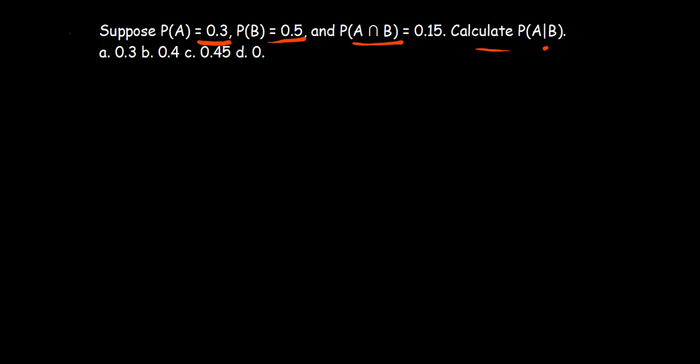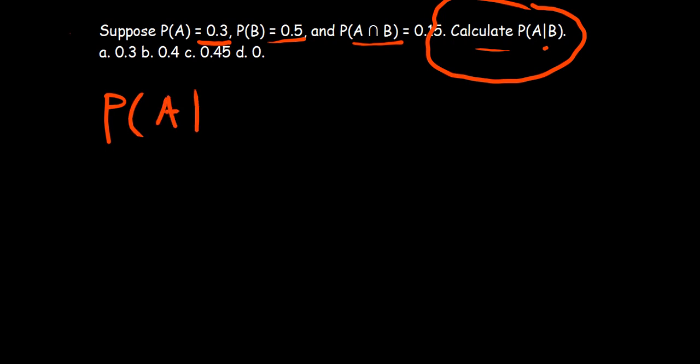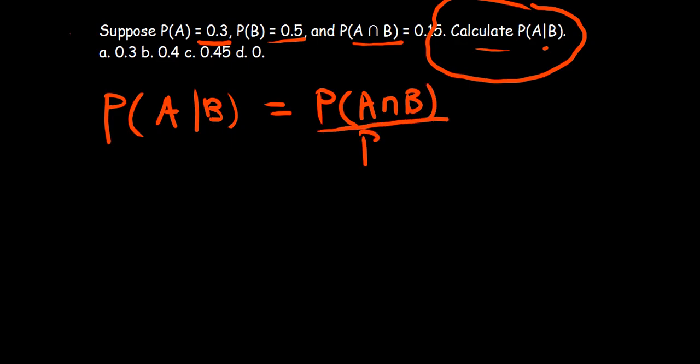Okay, so we know that the expression that we have here describes a conditional probability. Okay, so conditional probability, we know that it is given by this formula. So the probability of A given B is the same as the probability of A intersection B, and then we divide this by the probability of what?